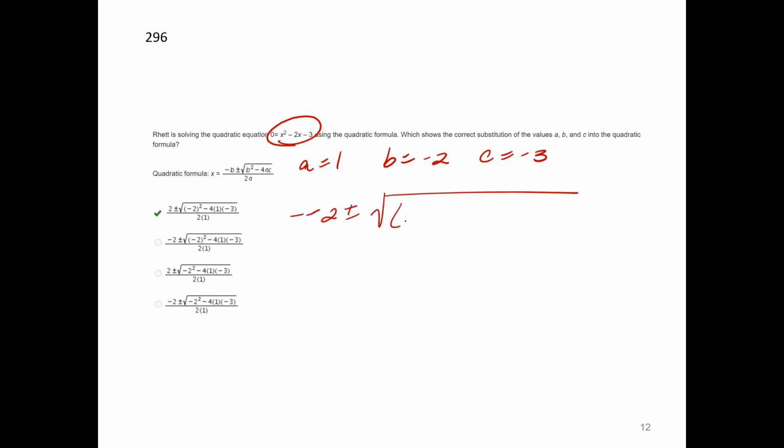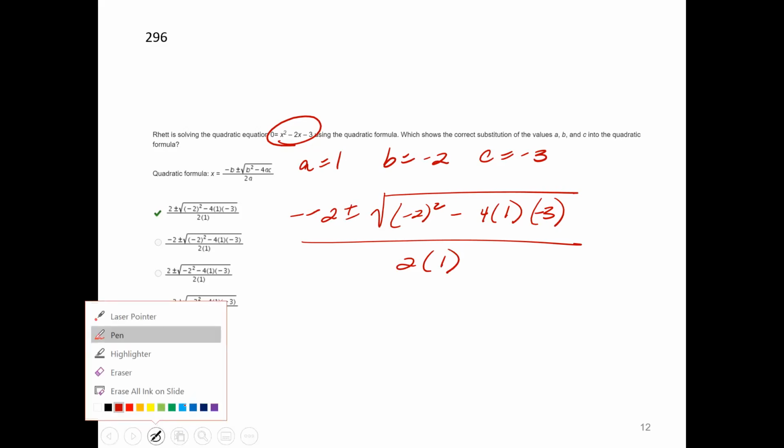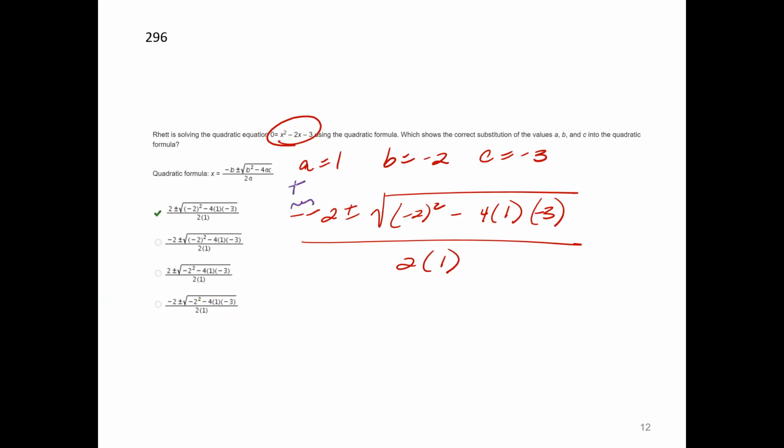All right, so this is the equation he is using. Which of the following shows the correct substitution? So the correct substitution is... your A is 1, your B is -2, your C is -3. So when I substitute this in here, I'm going to have a -B, so -2, plus or minus the square root of B squared, so -2 squared, minus 4A, which is 1, C, which is -3, all the way over 2 times A, which is 2 times 1. So I have to clean this up a little bit. Double negative makes it a positive.